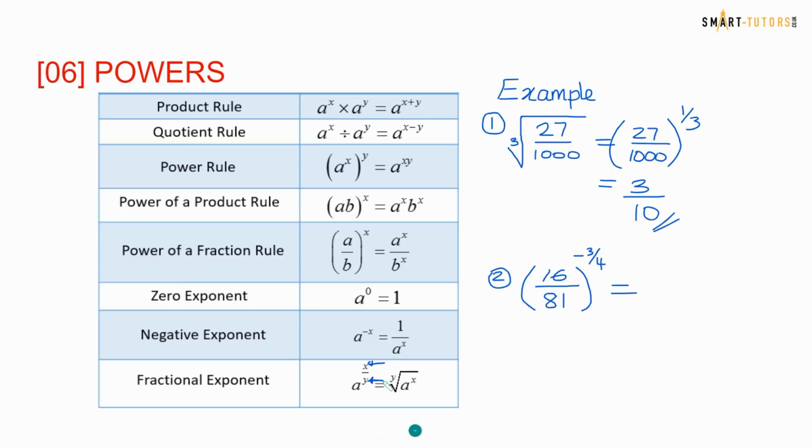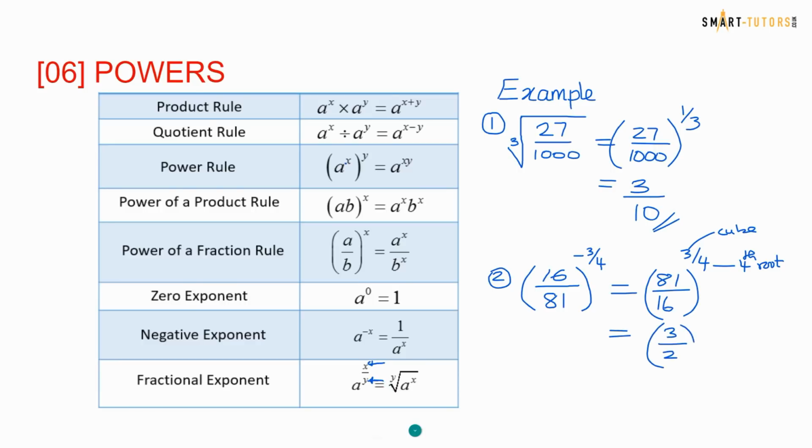Next question, 16 over 81 to the power negative 3 over 4. In order to change the negative power to a positive power, you flip the fraction the other way around. So 81 on the top, 16 at the bottom, to the power, now positive, 3 over 4. That means the 4 is the fourth root, and the top number is the cube. So the fourth root of 81 is 3. The fourth root of 16 is 2.